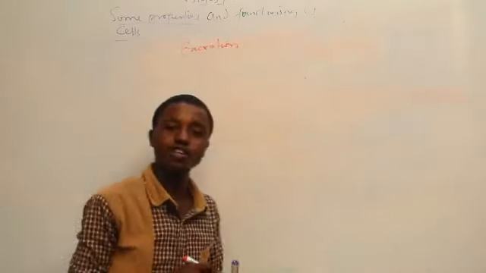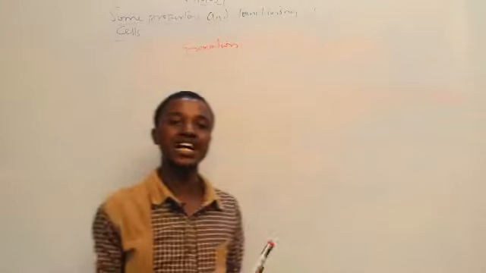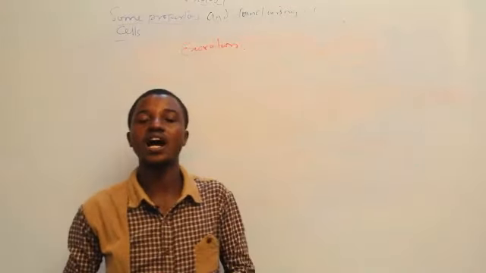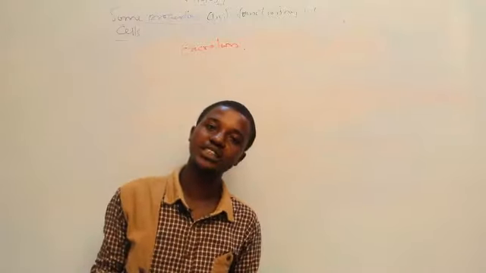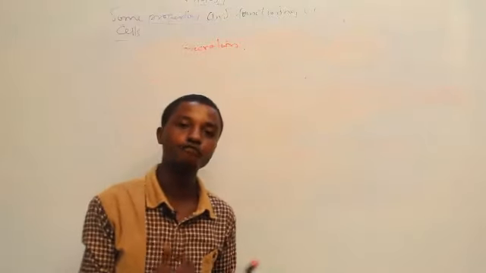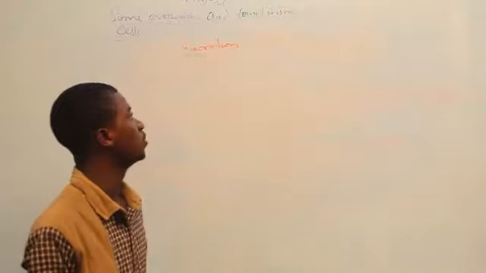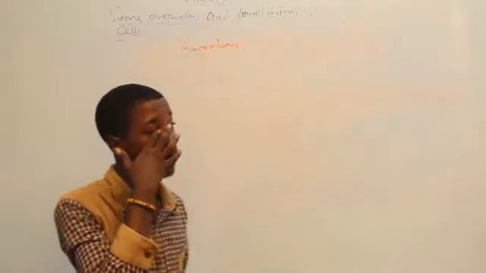Excretion. Before now, we've looked at excretion. We've established the fact that excretion is the removal of toxic metabolic waste products from the body. These waste products, if left in the body, are harmful, they are poisonous, and they affect the efficiency of the cells.